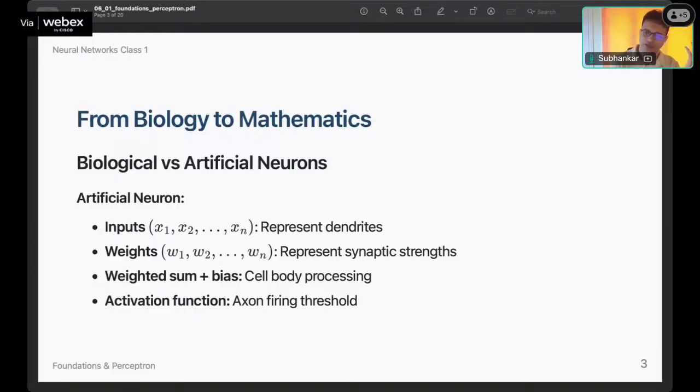So assume a bunch of inputs are coming, and in the cell body itself there is some kind of summation and the addition of bias takes place. That is what we correlate to the processing. And the last is basically the activation function. This is basically the action that releases the information from the cell body to other neurons. But these actions can be either activated or non-activated.